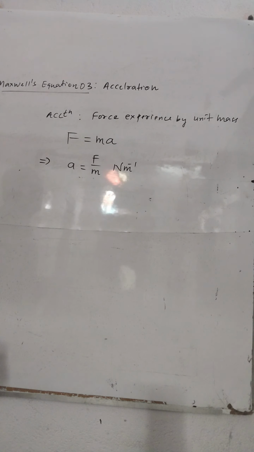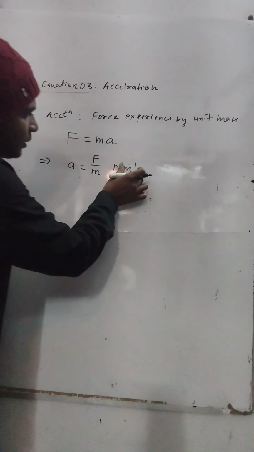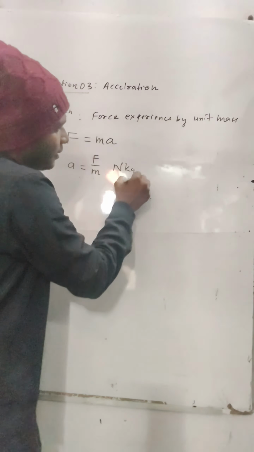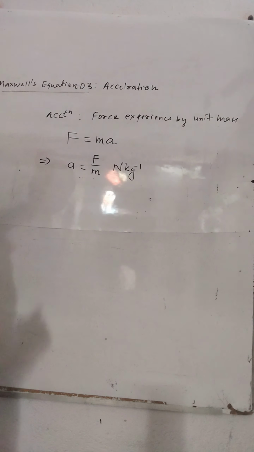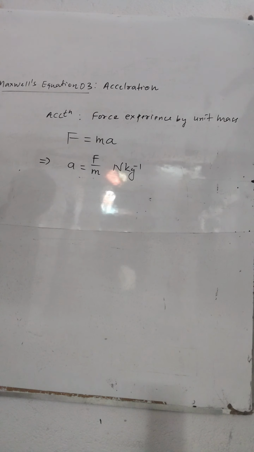So acceleration has another derived unit, Newton per kilogram. Okay, so this is the acceleration. You should remember acceleration as the rate of change in velocity with respect to time, or moreover, from Newton's law, it is also the force experienced by unit mass.